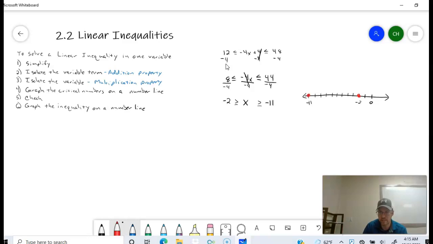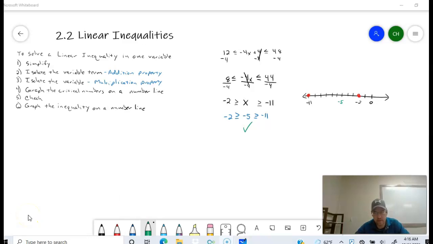So now I'm going to pick a test point. I'm just going to be proactive and pick a test point that is between those two. I'm going to pick negative 5. So if I do negative 2 is greater than or equal to negative 5, which is greater than or equal to negative 11, is that true? Well, here's my test point, negative 2, 3, 4, 5. Here's my test point. So yes, it is. Negative 2 is greater than negative 11. So that one is true, works out, and I'm done.